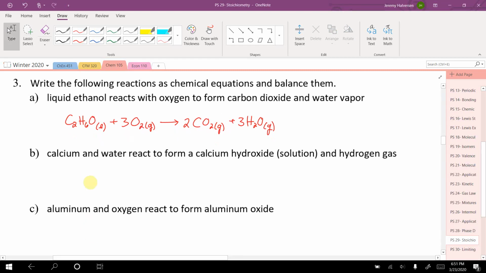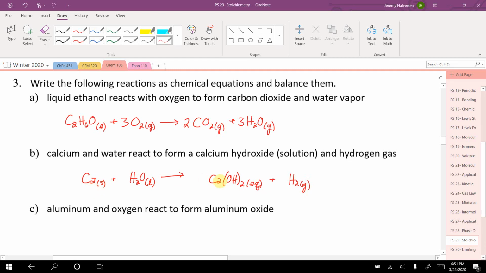Calcium and water. Calcium we're going to say is a solid plus water as a liquid. React to form calcium hydroxide, which is Ca(OH)2 because calcium has a 2 plus and hydroxide is a 1 minus. That's a solution. And hydrogen gas.